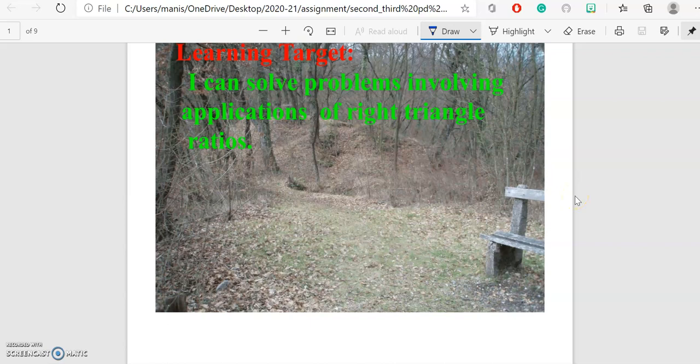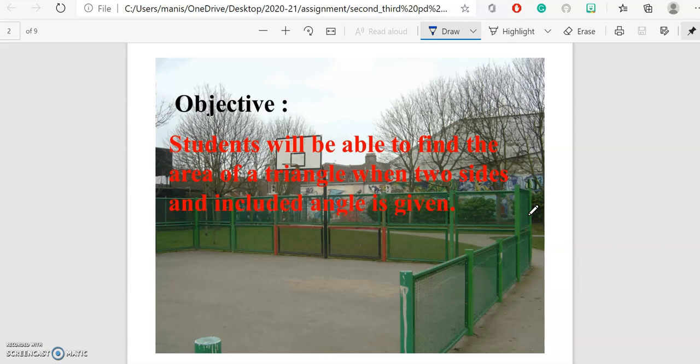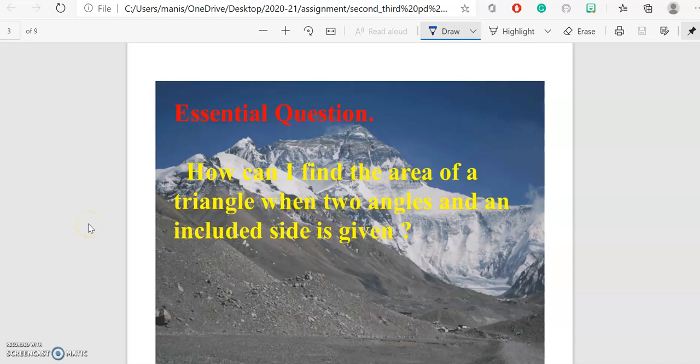Our learning target of the day is, I can solve problems involving applications of right triangle ratios. Our objective for the day is, students will be able to find the area of a triangle when two sides and an included angle are given. Our essential question of the day is, how can I find the area of a triangle when two sides and an included angle are given?